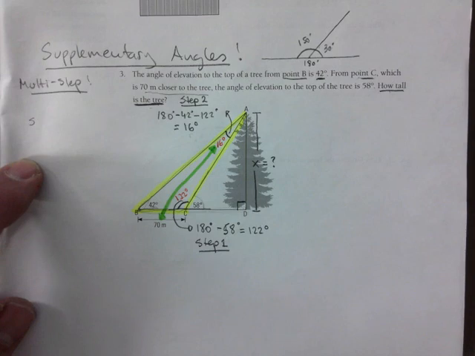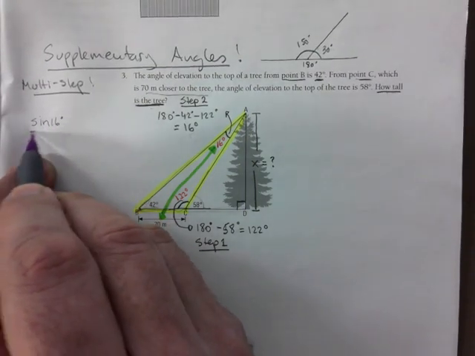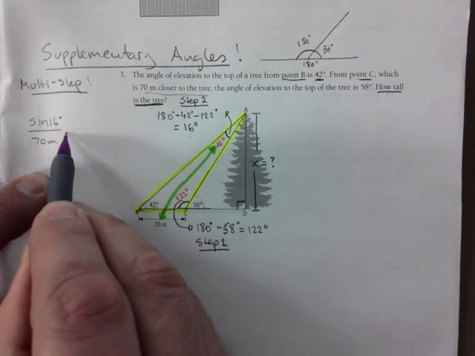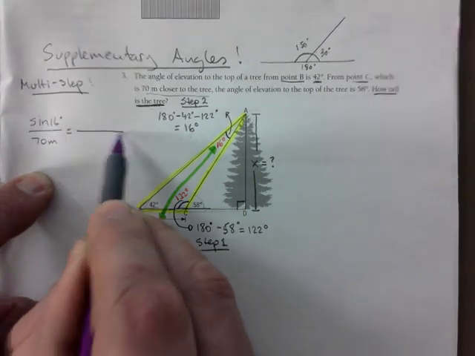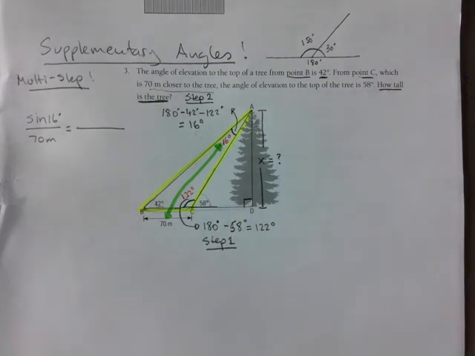Step 1, step 2. And here I'm going to go sine of 16. Make sure you write this down. Over 70 meters. Right? And this is where it's frustrating.